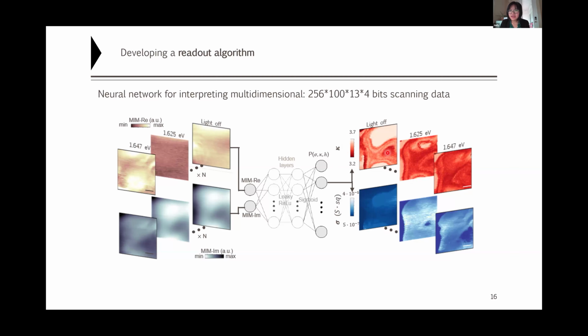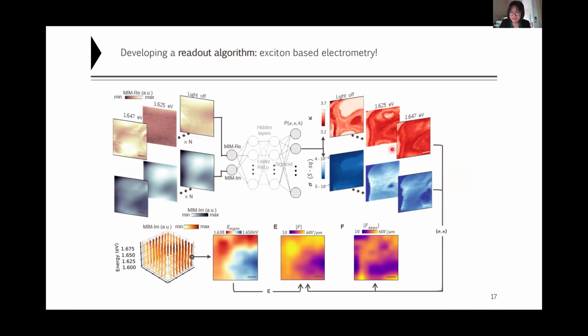You can tell here, from light off and from excitonic excitation at different energies, we could see a sharp contrast among the different 2D scans. And also here, comparing the light off and light on, we see the photoconductivity distribution as well. So it's a powerful way of really using excitons to sense local properties.